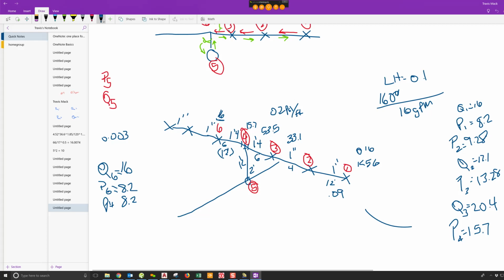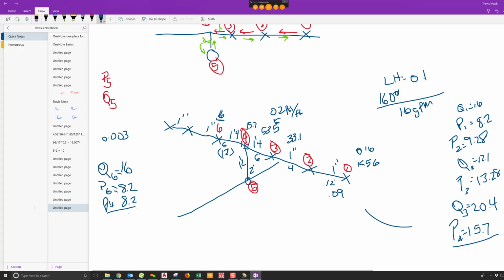Now, I'm not sure if we multiplied this by 6 or 12. So we had 0.2 psi per foot was the friction loss here. Okay, so our friction loss from 3 to 4. So we do 0.2 times 12 is 2.4. Okay, we did it right. Sorry, I was making sure that we took everything right. So now we've got P4 here of 15.7 and P4 here of 8.2.